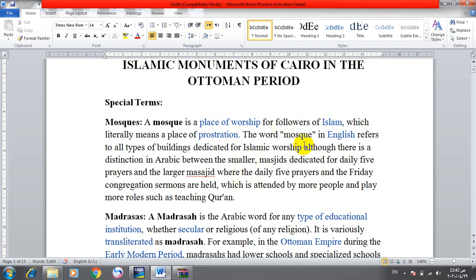The word mosque in English refers to all types of buildings dedicated for Islamic worship. Although there is a distinction in Arabic between the smaller masjid dedicated for daily five prayers and the larger masjid where the daily five prayers and the Friday congregation sermons are held, which is attended by more people and plays more roles such as teaching Quran.